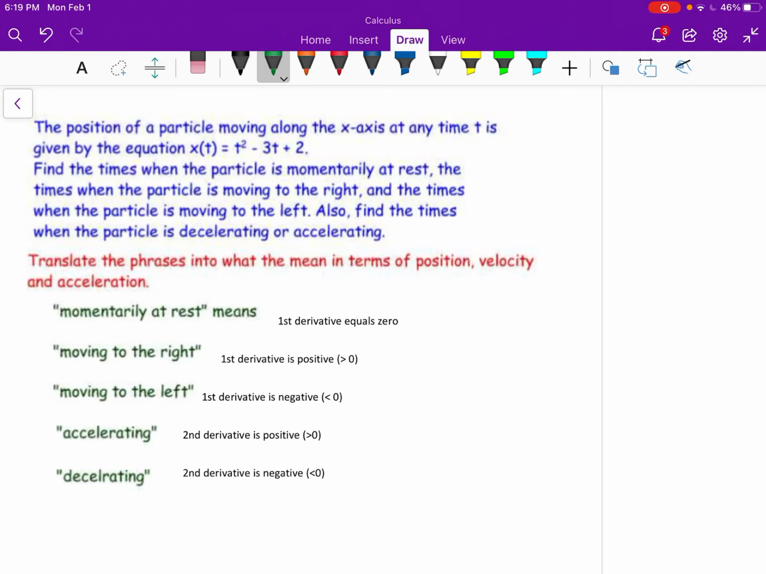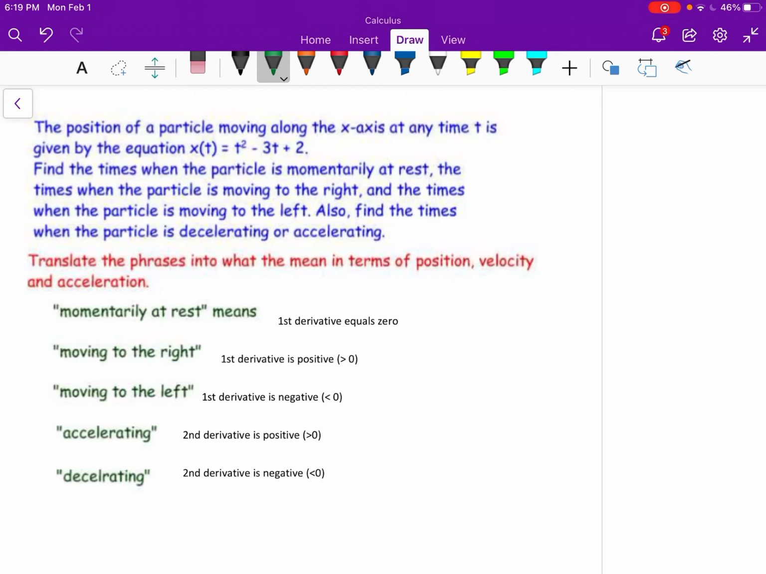So decelerating is when the acceleration is negative. Acceleration is when it's positive. So we need to be able to translate these phrases and what they mean in terms of position, velocity, or acceleration. So momentarily at rest, if something's at rest, it's not moving, it does not have a velocity.